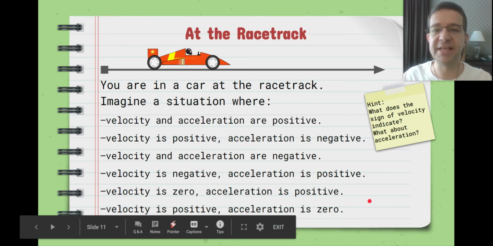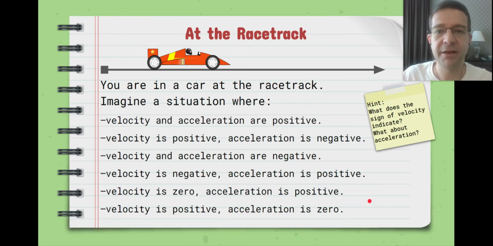All right, another example. So let's think about being at a racetrack. So now you're driving your super sports car down the track, still only moving in one dimension. But I want you to try to imagine situations as described below. So go ahead and read, pause, and then we'll come back and talk about some examples of these.